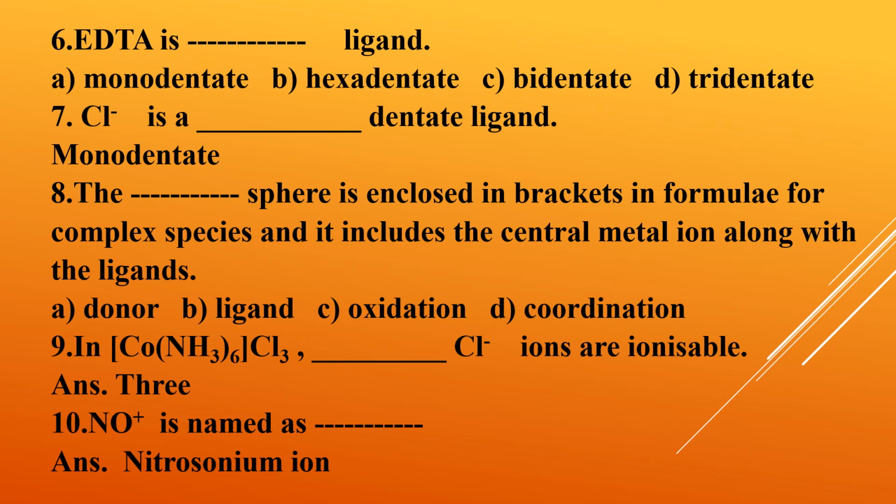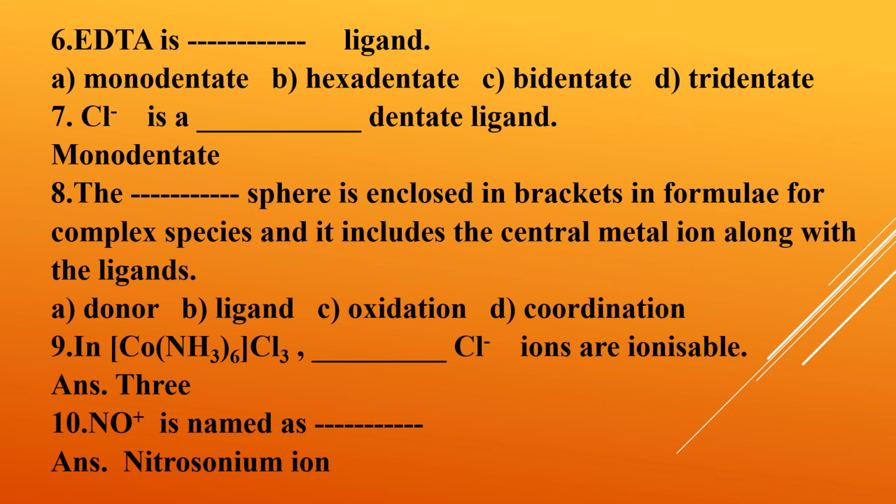Reading out the options for you. A, donor, B, ligand, C, oxidation, D, coordination. What is the answer? It is the coordination sphere. Very good. So option D is the correct answer. The coordination sphere is enclosed in brackets, where we find the central metal along with the ligands.